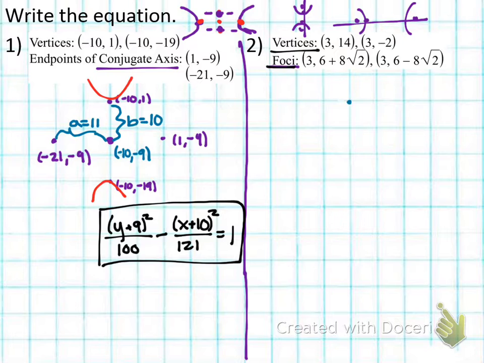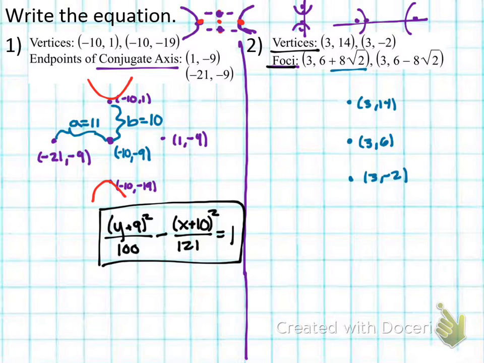If I have 3, 14, maybe that's about here. 3, negative 2 would be down here, and then the center is going to be right between them. I know my center is on the same line, so it has to have the same x coordinate, so it's going to be 3 there. And then I want to be directly in between 14 and -2, so I would add these and get 12, and then divide by 2 to get 6. Okay, just finding the midpoint between those two.